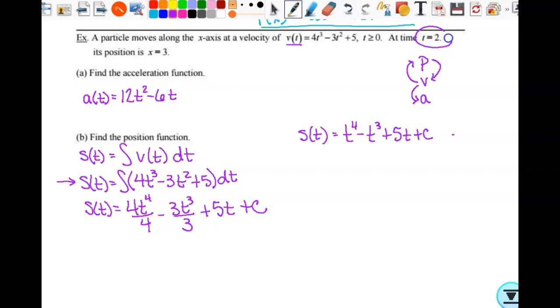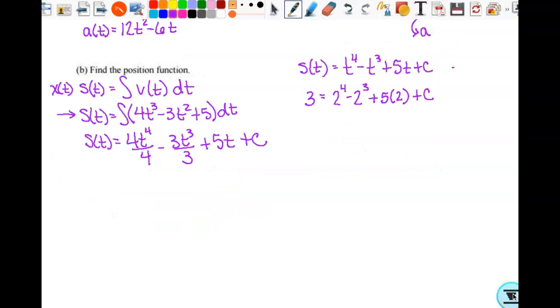Yes. When t equals 2, x equals 3. Okay? So this also sometimes is x of t, which is strange, right? That's another reason why you got to keep your variables correct. T equals 2. This is your x of t. So this is where I'm substituting in 2. And then the position is 3. So 3 goes here. That equals, well, that would be 2 to the fourth minus 2 cubed plus 5 times 2 plus c.